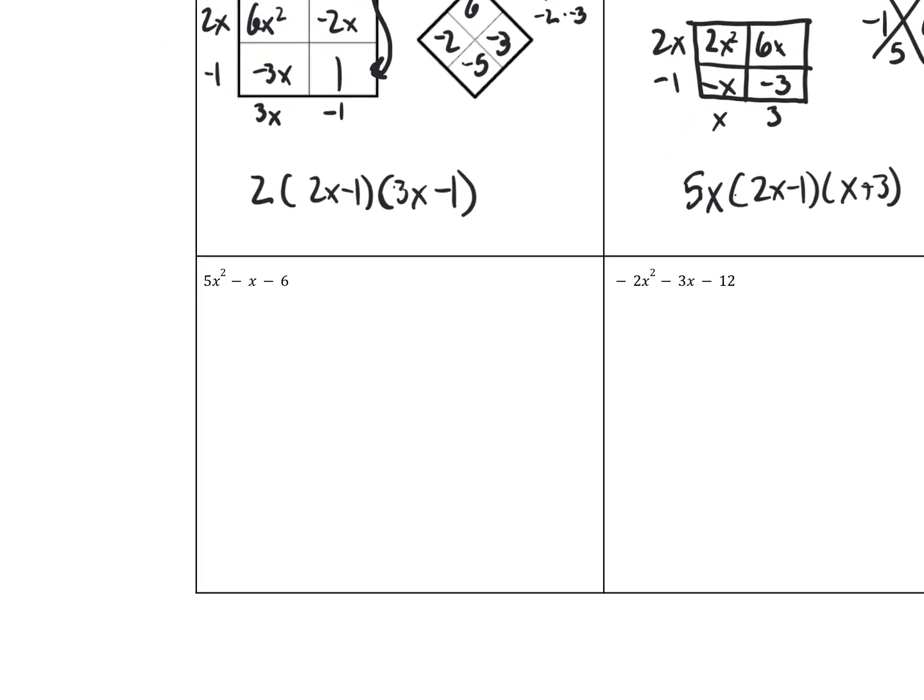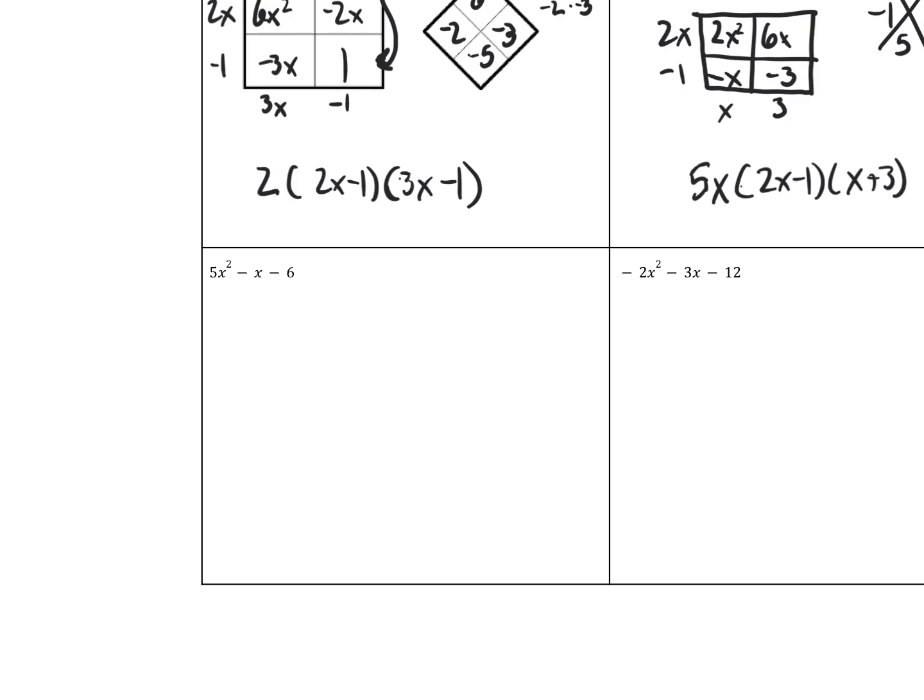All right, moving down here to bottom left. No GCF, so I can start with my factor diamond. 5 times -6 goes on top, so that's -30. -1 goes on bottom, so I'm looking for factors of -30 that add to equal -1, so the bigger one's going to be negative. So that's 1 times -30, 2 times -15, 3 times -10, and 5 times -6. So the one that adds to equal -1 is the 5 times -6.